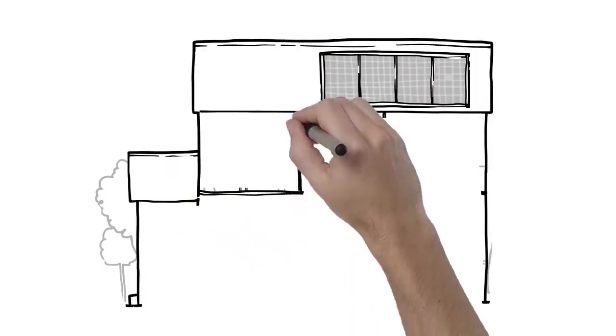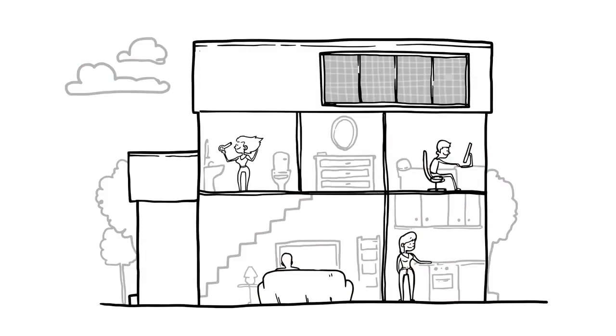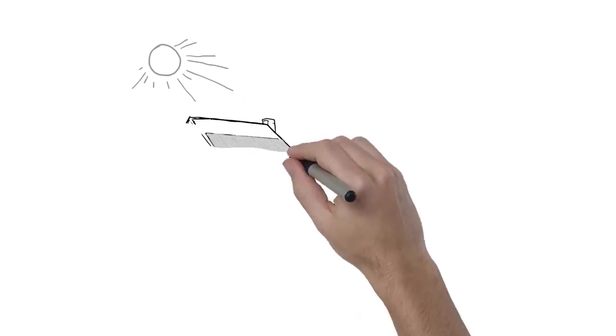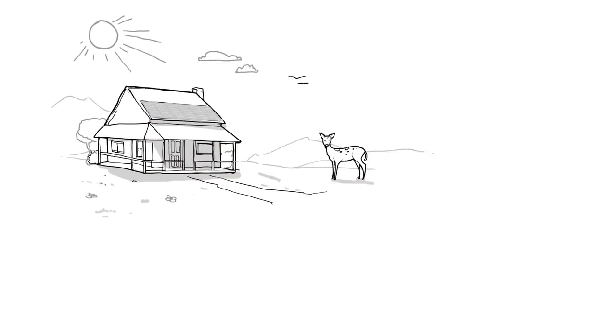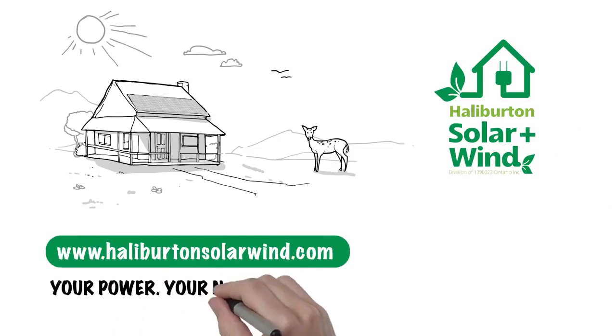Life hasn't really changed much for you because living off the grid still allows for all the amenities and conveniences you want. You are no longer a slave to the beast. Living independently is a beautiful life. Your power, your needs, your choice.